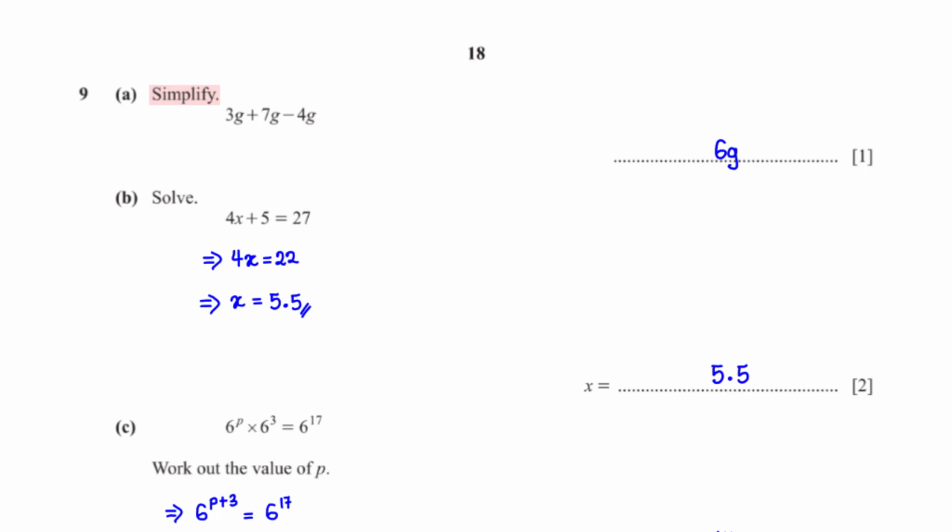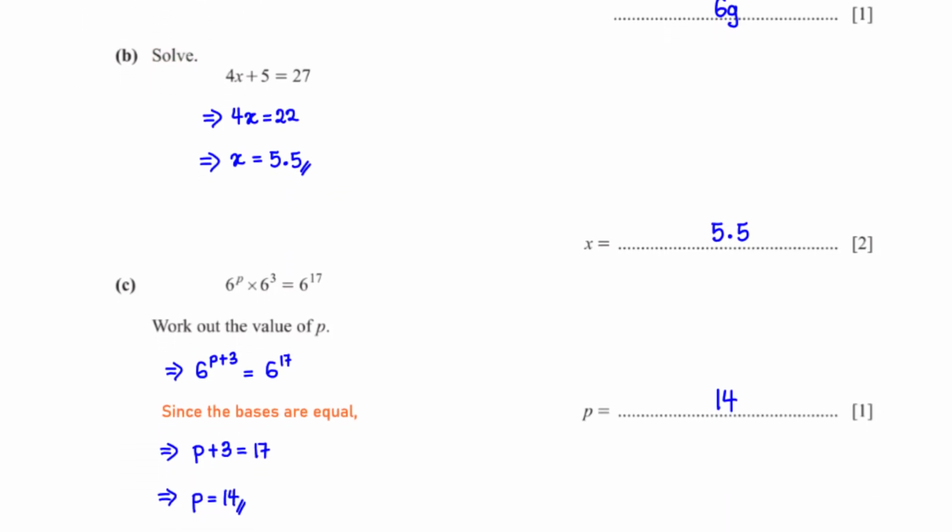Simplify 3g plus 7g minus 4g. When we type 3 plus 7 minus 4 into the calculator, we get 6. So we have 6g. Solve 4x plus 5 equals 27. When we subtract 5 from both sides, we have 4x equals 22. When we divide both sides by 4, we have x equals 5.5.